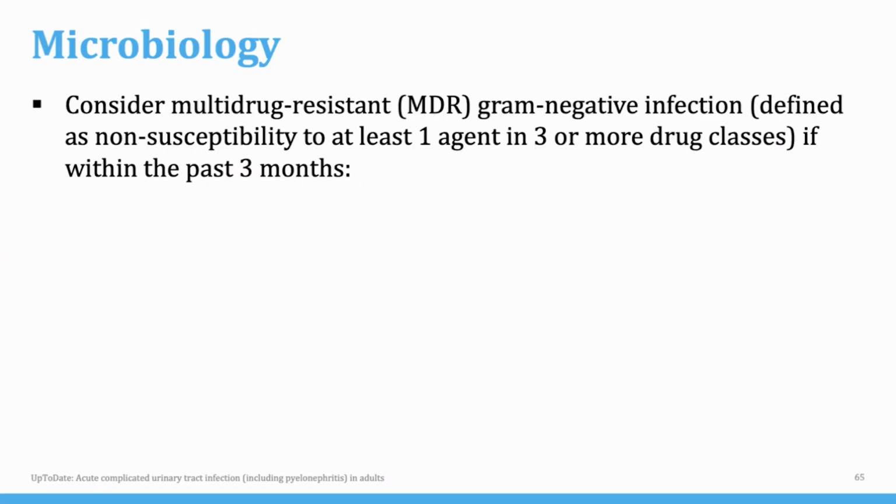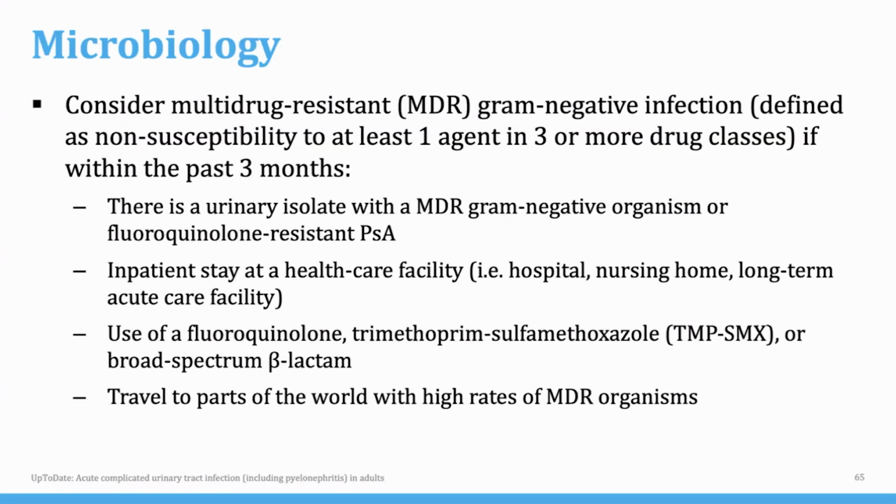You should really think about multi-drug resistant or MDR gram-negative infections if they have some of these factors within the past 3 months, including the presence of a urinary isolate with an MDR gram-negative or a fluoroquinolone-resistant Pseudomonas, inpatient stay at a healthcare facility, and this includes nursing home and long-term acute care or LTAC facility, the use of a fluoroquinolone, trimethoprim sulfa, or a broad-spectrum beta-lactam, or travel to parts of the world with high rates of MDR organisms.